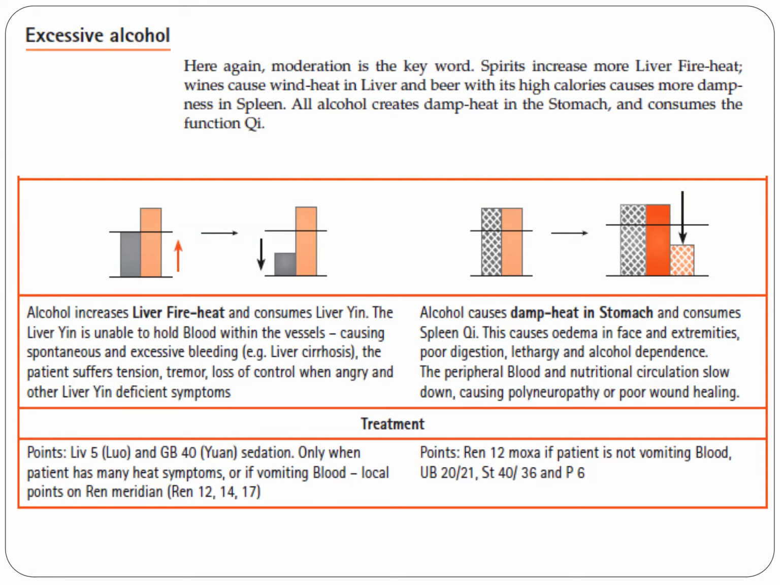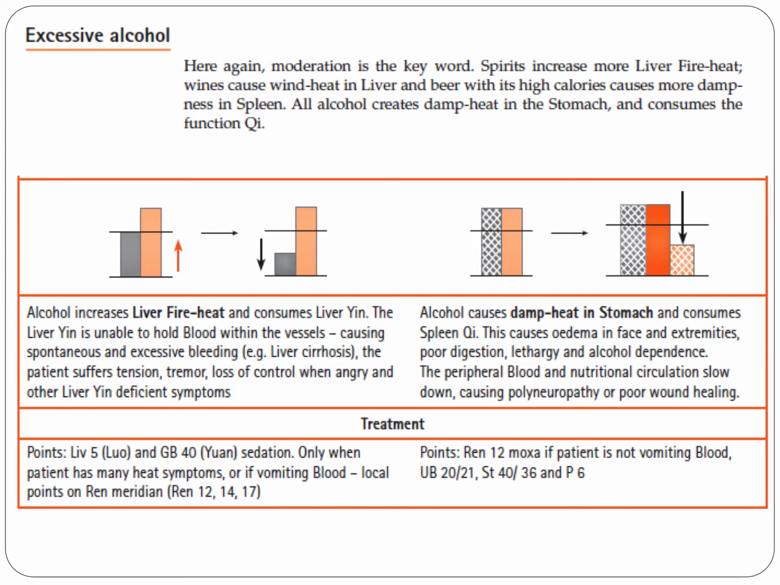In treatment, we use liver 5, which is the connecting point, and GB 40, the source point, for sedation. Only when the patient has many heat symptoms or is vomiting blood, we use local points on the REN meridian: REN 12, REN 14, and REN 17.